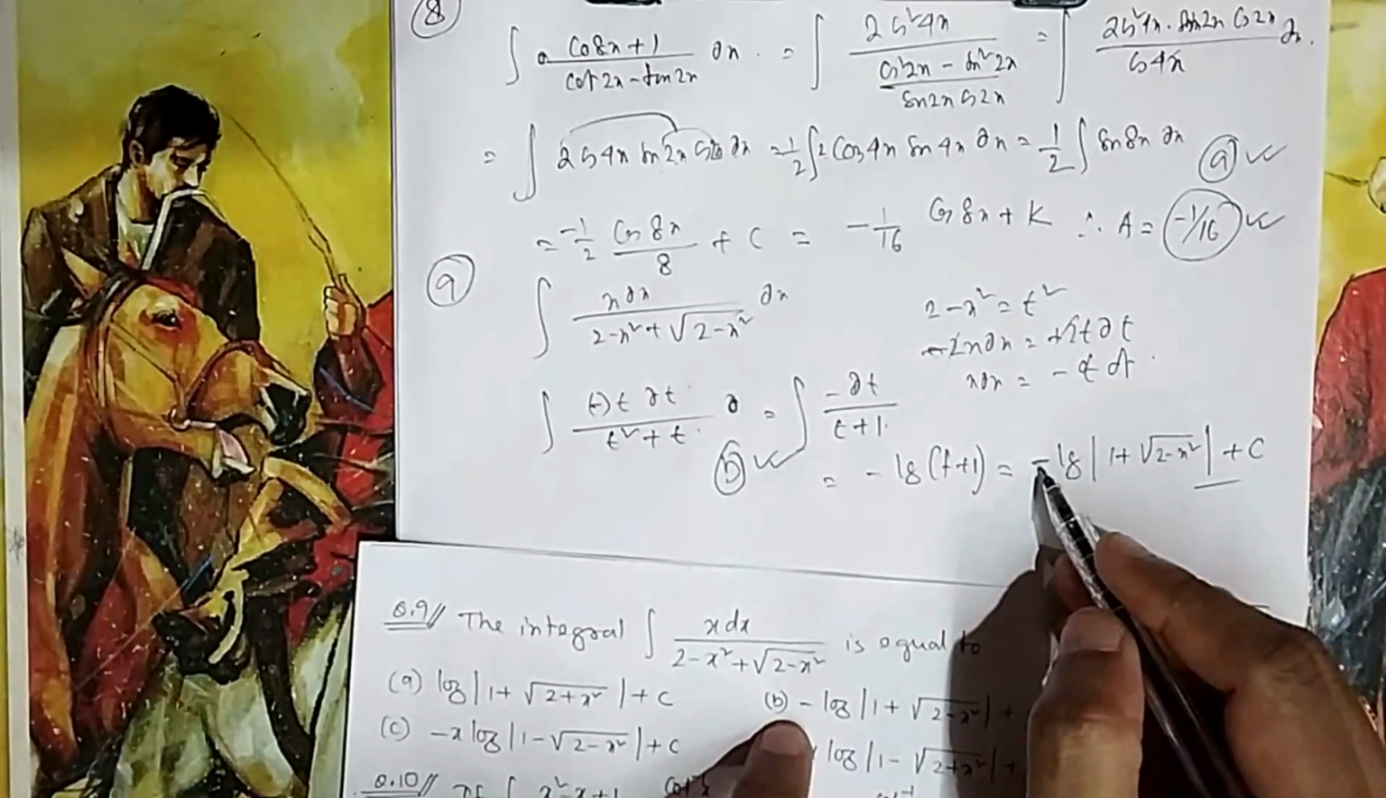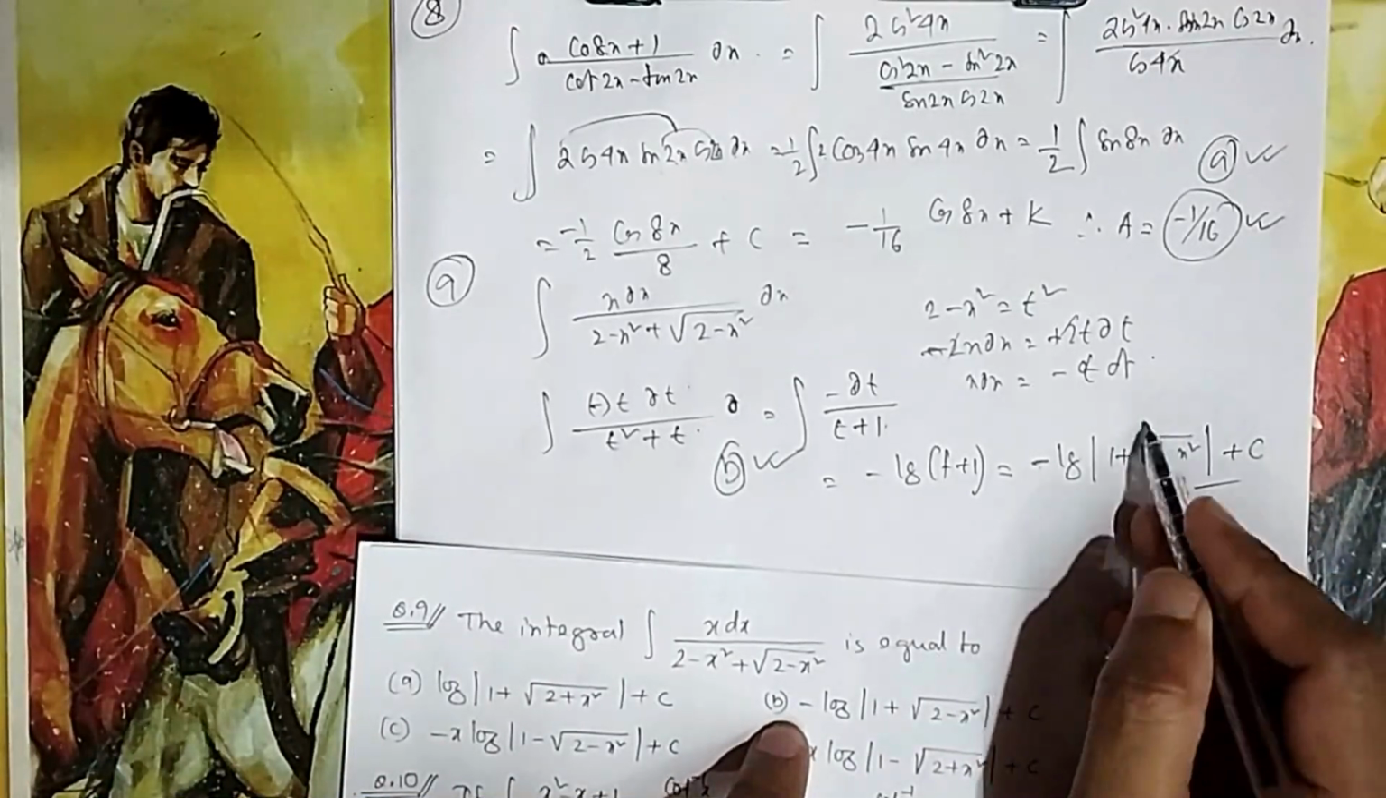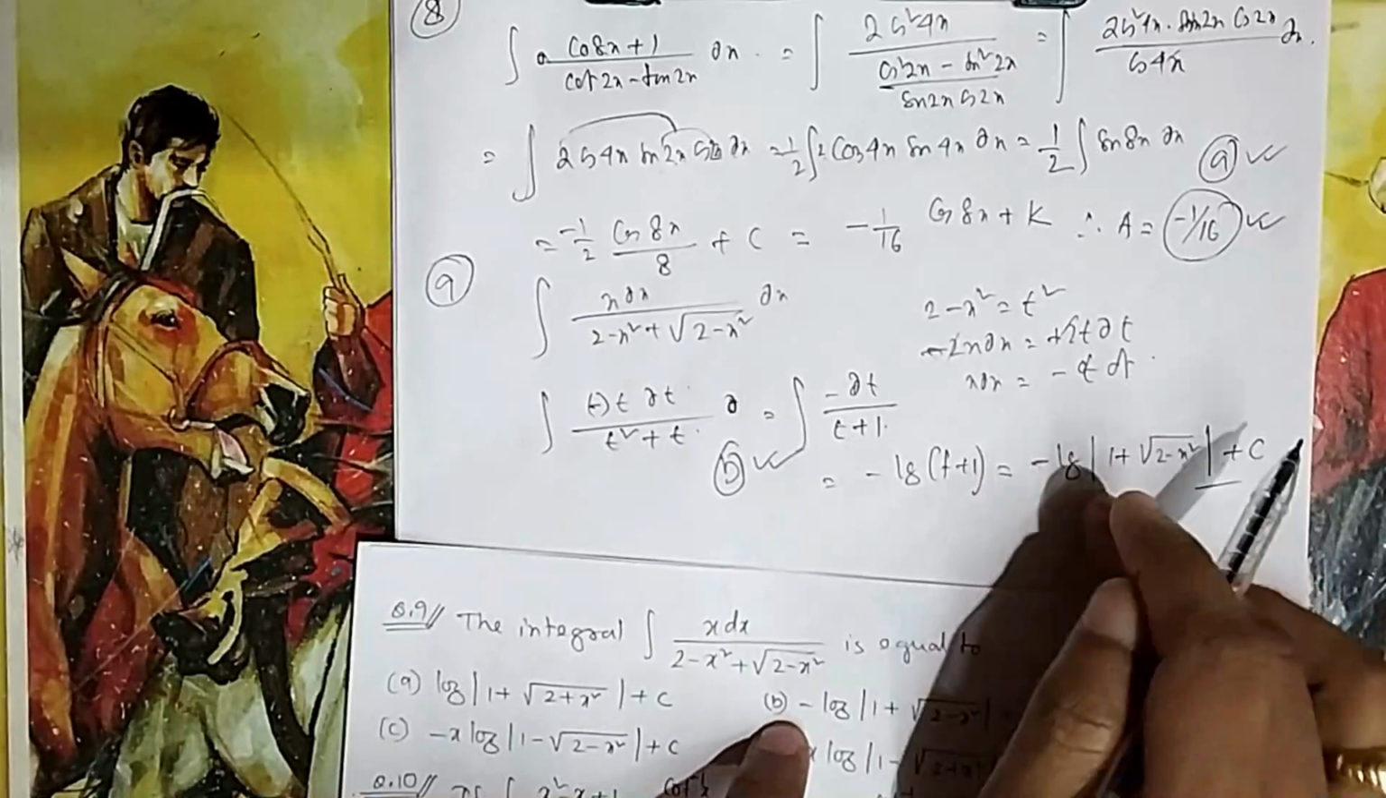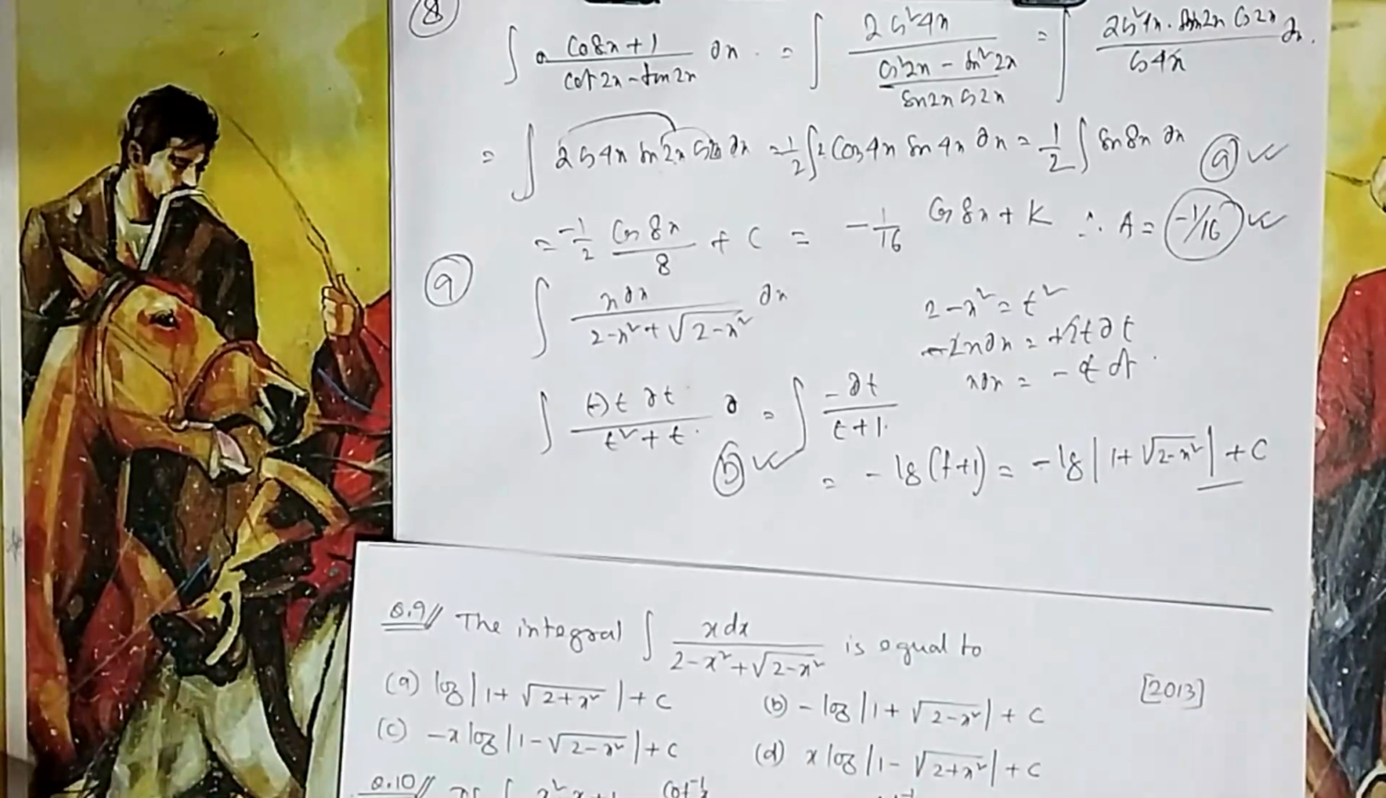In some cases they may also take this minus to the other side, so it will be 1 by this, and after that they can also rationalize. So you have to see the options and check which option is satisfying.